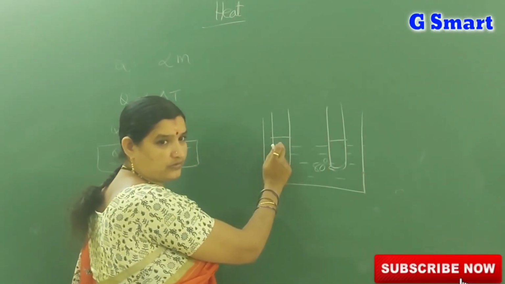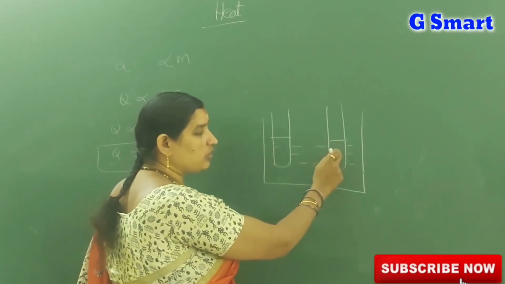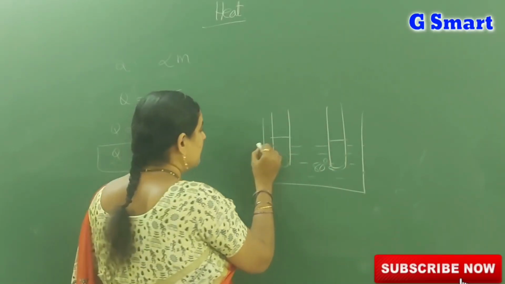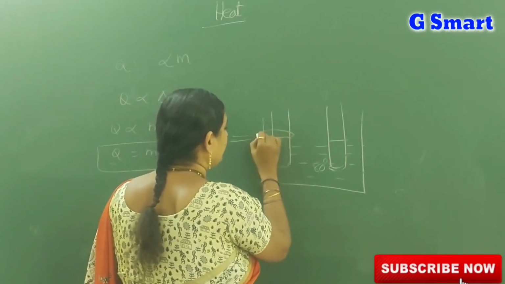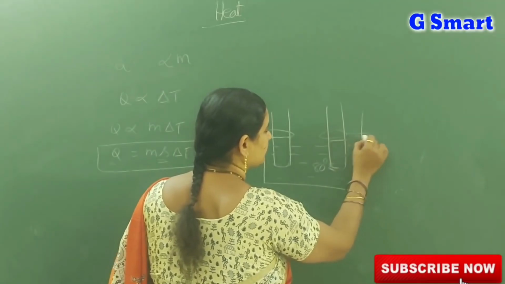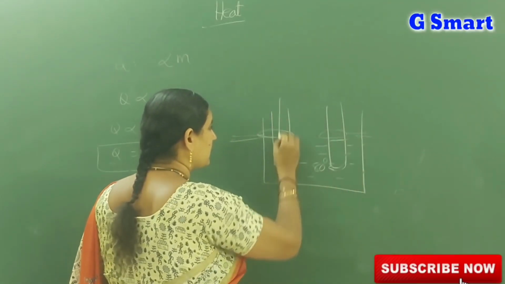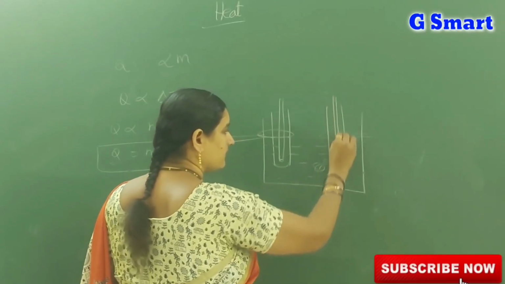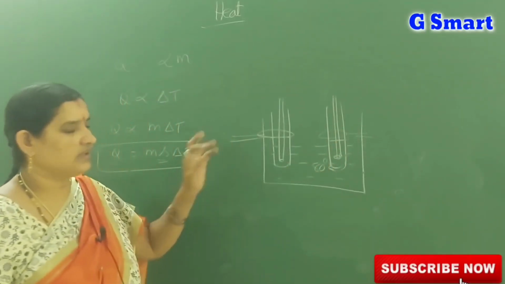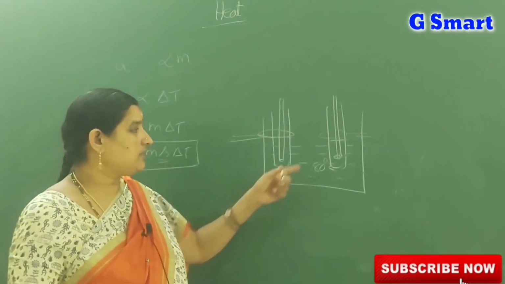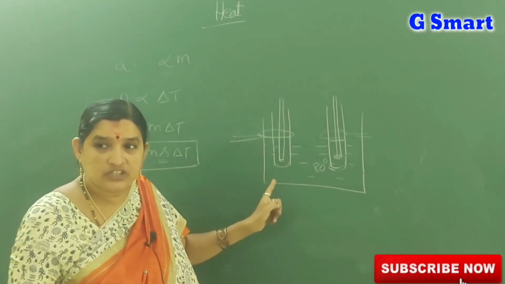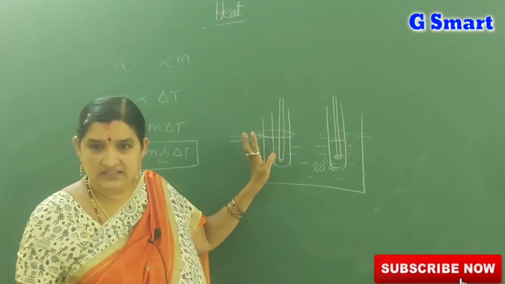You have to take an equal amount of oil and an equal amount of water in two identical test tubes. Fit them with stands and observe. Keep a thermometer in both test tubes and observe the temperature reading. What happens? The temperature in oil rapidly increases, but the temperature in water slowly increases.